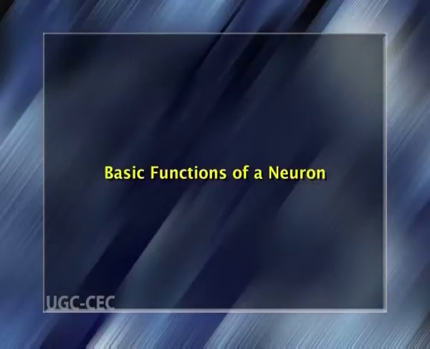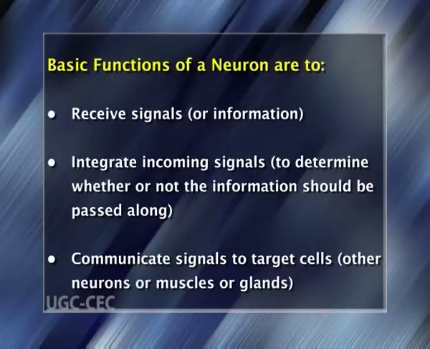Now let us discuss the basic functions of a neuron. Neurons have three basic functions. These are to receive signals or information, integrate incoming signals, that is, to determine whether or not the information should be passed along, and communicate signals to target cells, that is, other neurons or muscles or glands.